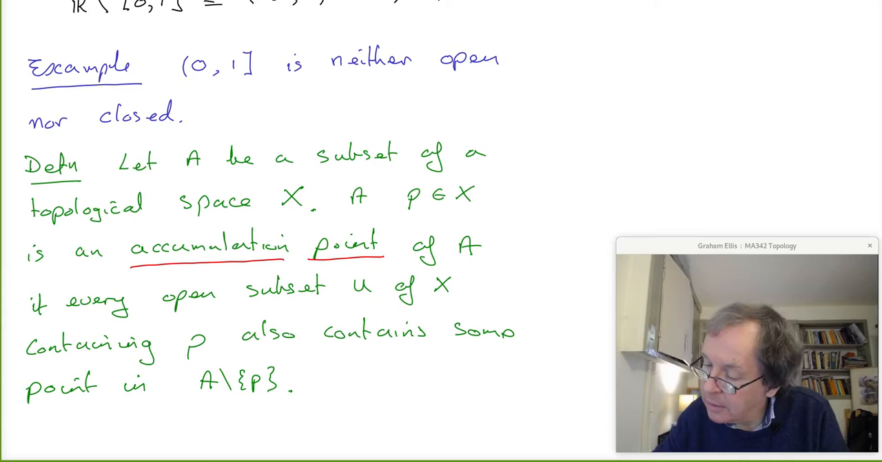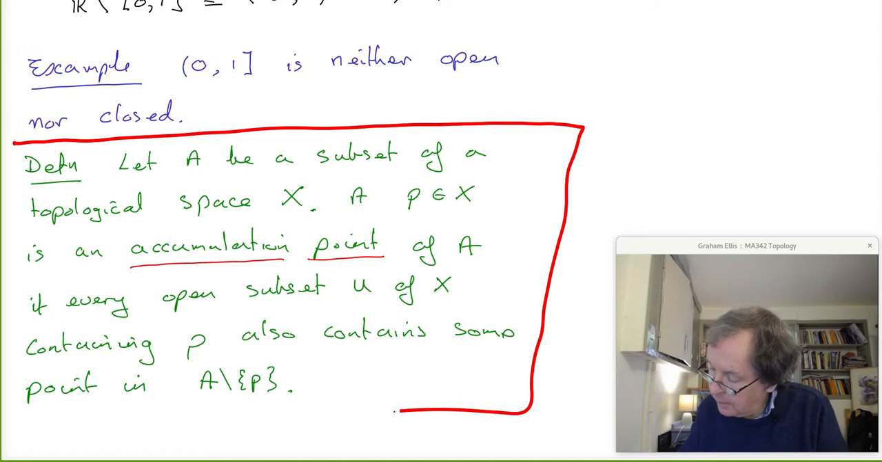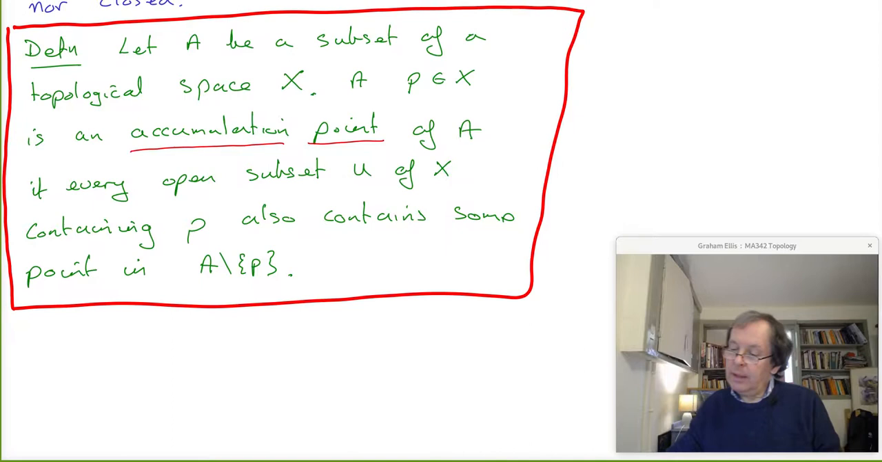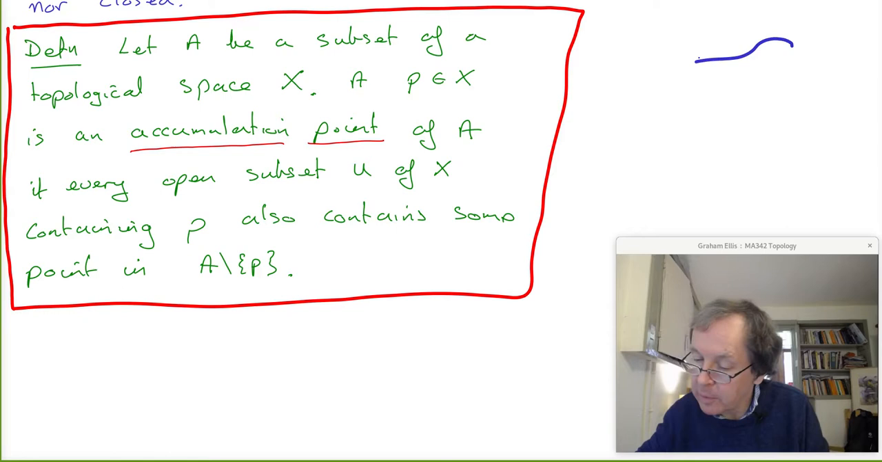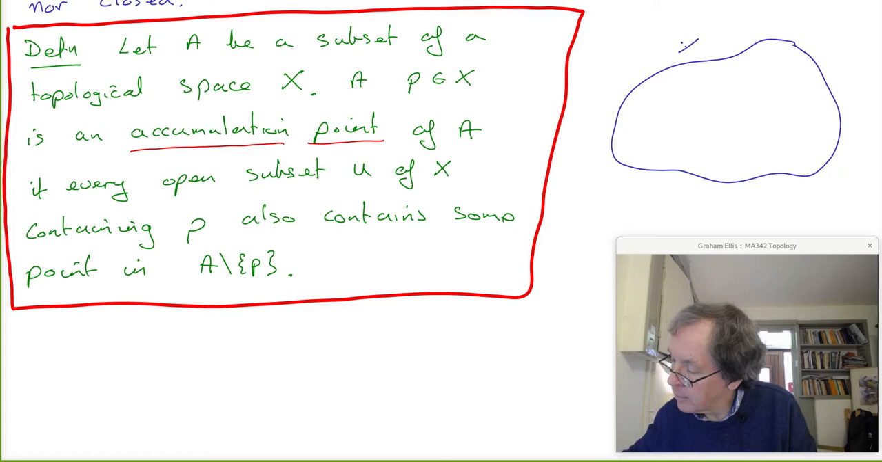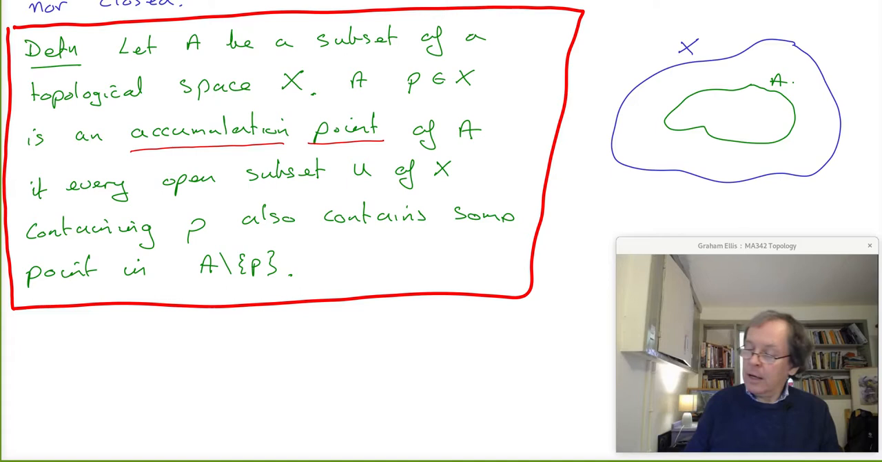Maybe a picture will help with this one. Let me try to give a picture. What's going on in my mind here? I've got a topological space X. Oops, let me do a thinner line. I've got a topological space X, and I've got a subspace, which I'm calling A. A is a subspace of X, so that's A.